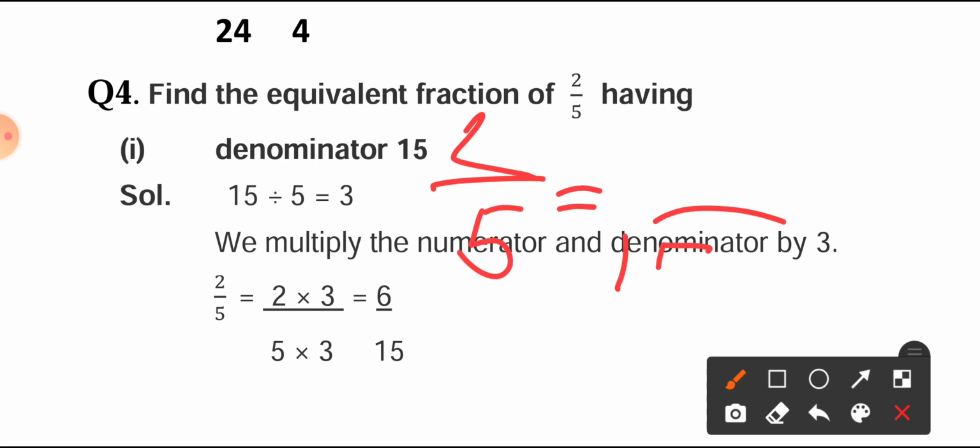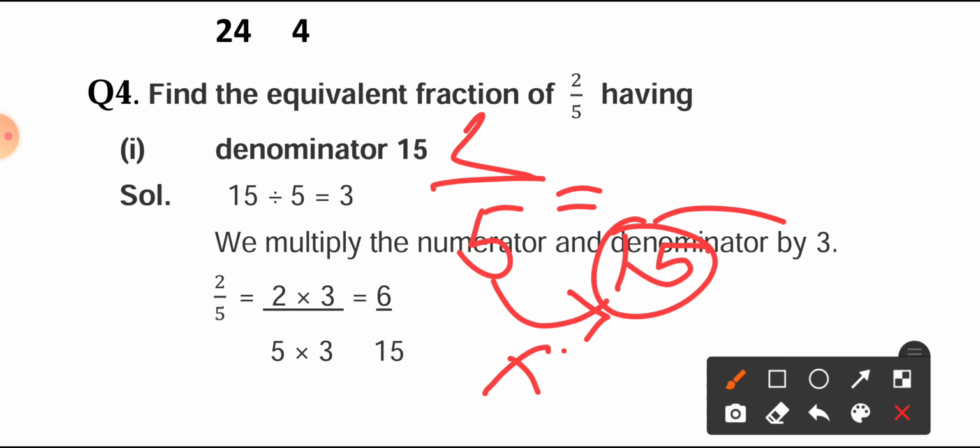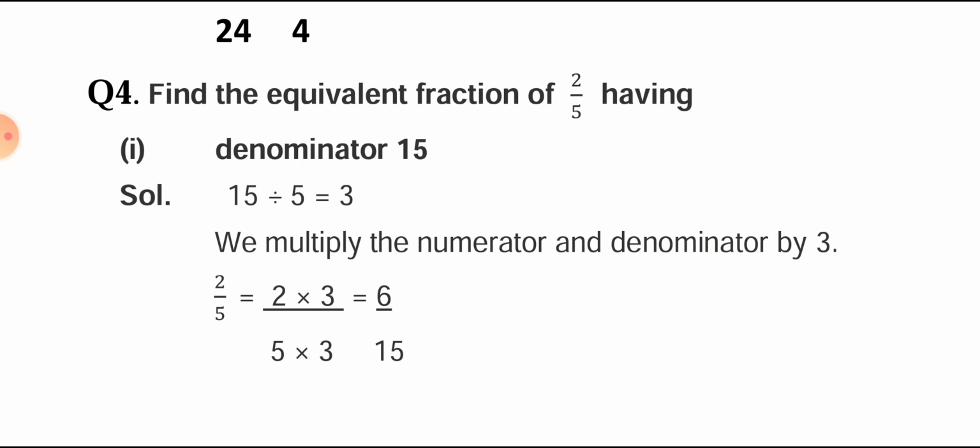Your denominator is 15. So you have to check by which number we should multiply here to get 15. We will multiply by 3. So the same in the numerator also, you have to multiply by 3 only.